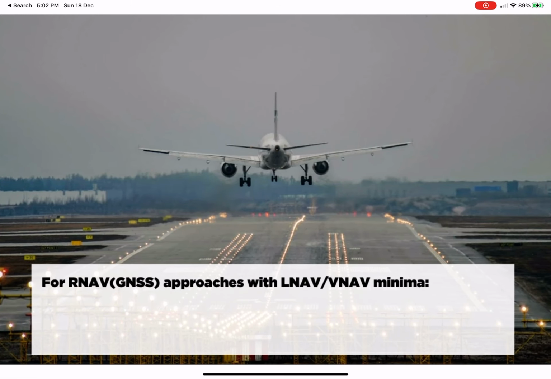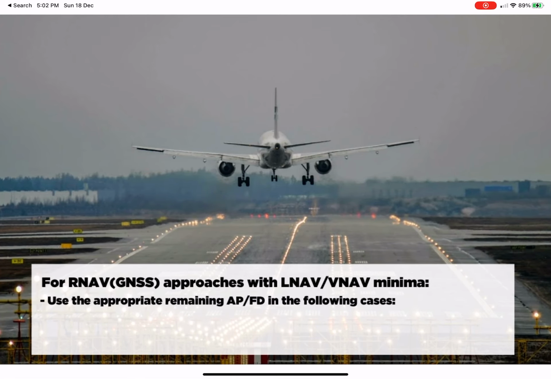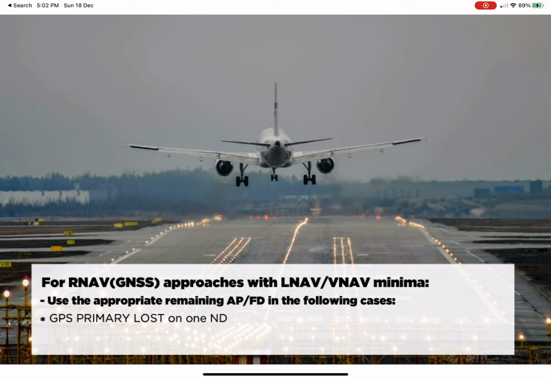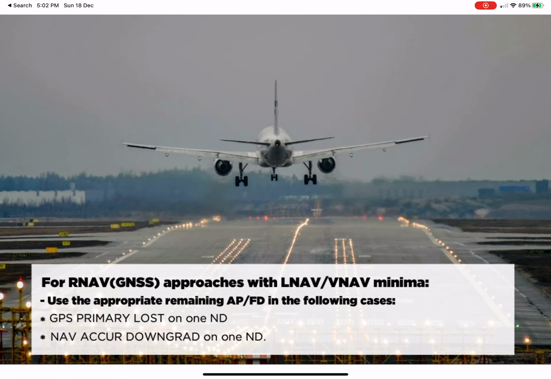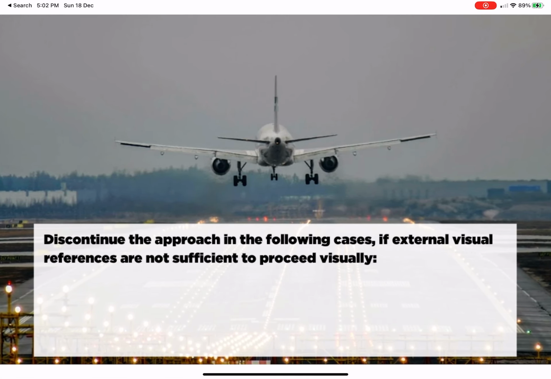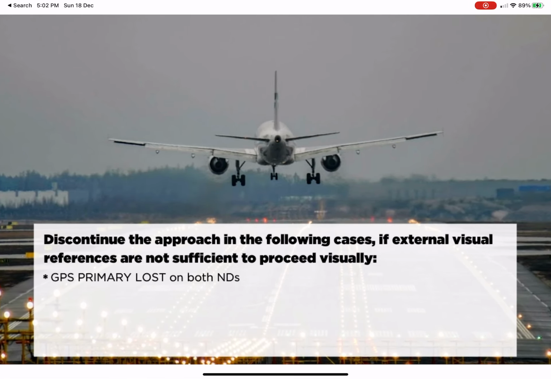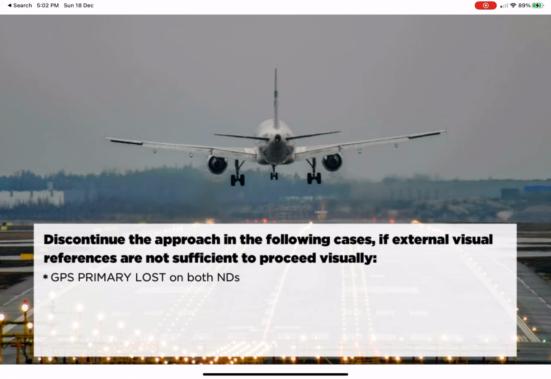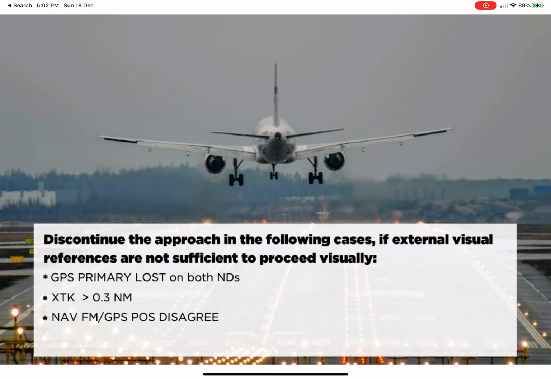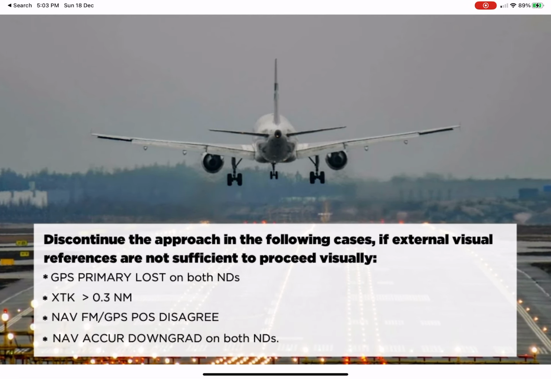For RNAV, GNSS approaches with LNAV, LNAV/VNAV minima, use the appropriate remaining AP, FD in the following cases: GPS PRIMARY LOST on one ND, NAV ACCUR DOWNGRADE on one ND. Discontinue the approach in the following cases, if external visual references are not sufficient to proceed visually: GPS PRIMARY LOST on both NDs, cross-track deviation greater than 0.3 nautical miles, NAV FM/GPS POS DISAGREE, NAV ACCUR DOWNGRADE on both NDs.